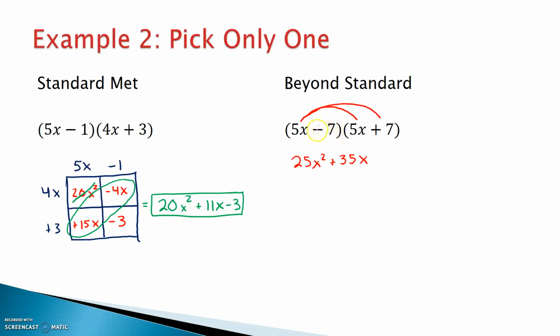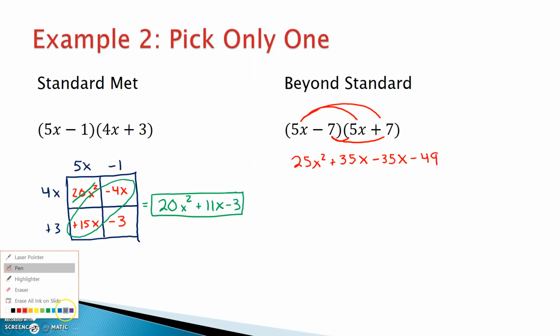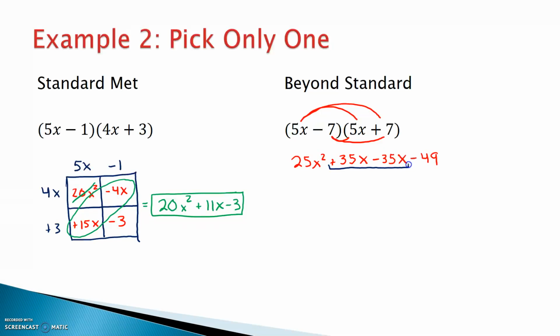Now this time, careful, this is a negative 7. Negative 7 times 5 is negative 35x. Negative 7 times positive 7 is negative 49. And again, it's in standard form, which is nice when you do it this way. But I still have to combine my like terms. And I notice that I have a positive 35x and a minus 35x. Now this is a little awkward.